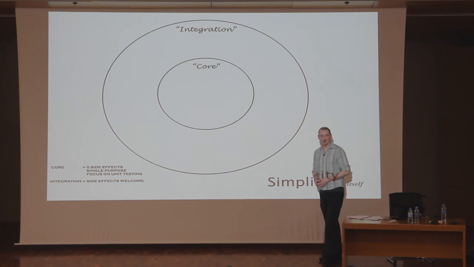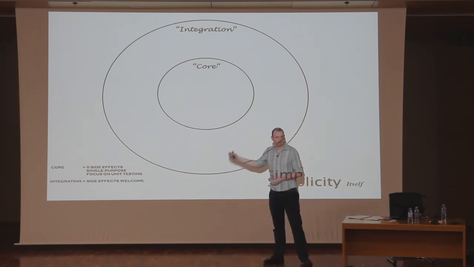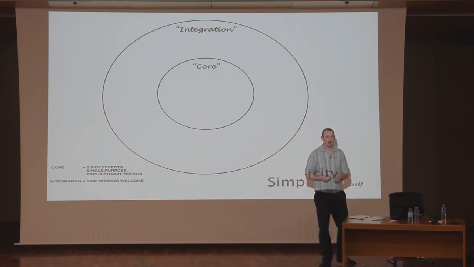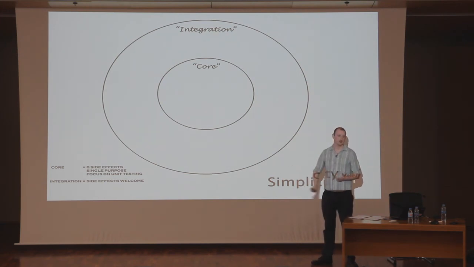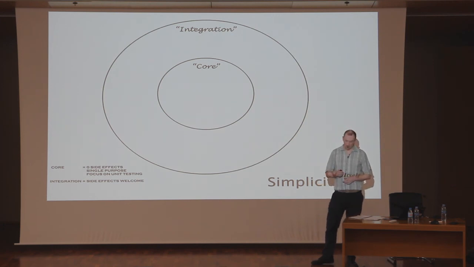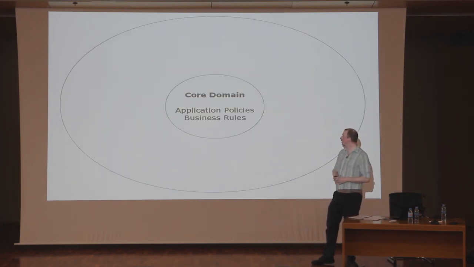The idea here is that you have your core application kept separate from the outside world, and you manage the way it integrates through this outer ring. And this then allows you to separate up your application into domains that communicate with each other in a very controlled way. So, as an example, we have our core application.